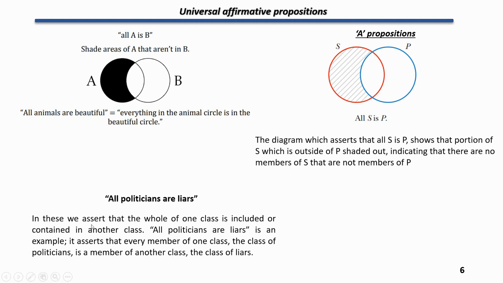In this, we assert that the whole of one class is included in or contained in another class. All politicians are liars is an example. It asserts that every member of one class, the class of politicians, is a member of another class, that is, liars. So here the subject class is politicians and the predicate class is liars. In that way, it comes under the A proposition.